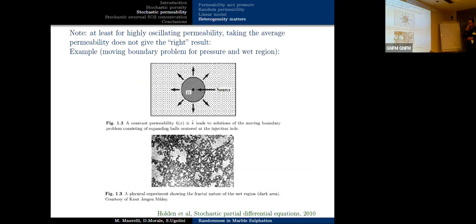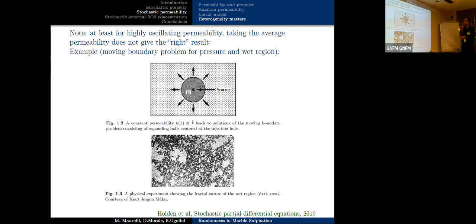Coming back to the introduction, the stochastic permeability also gives me the opportunity to explain the idea that sometimes if you average out, it does not work. This is a very simple example, maybe too simple. This is not exactly the linear pressure equation that you saw before, but another model. It's the moving boundary problem for pressure in a wet region. In this case, there is some water at some points.